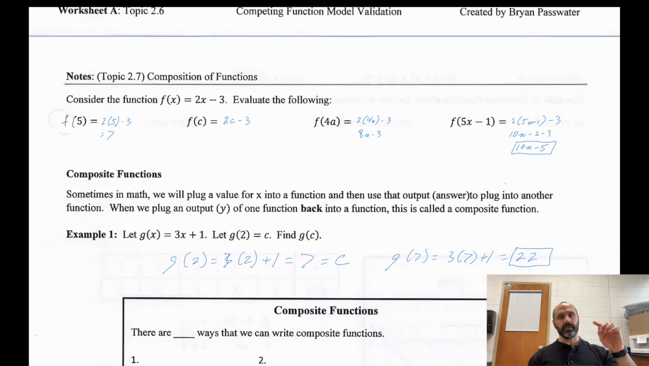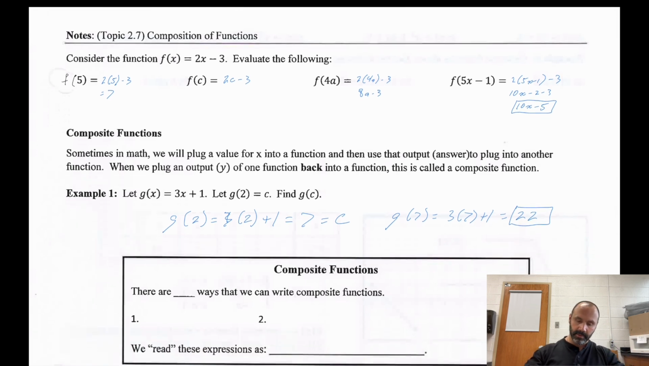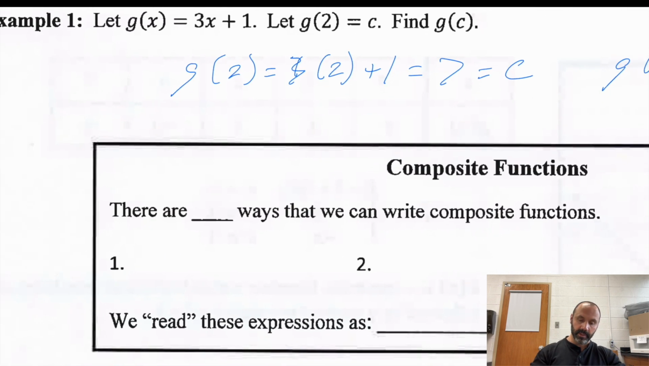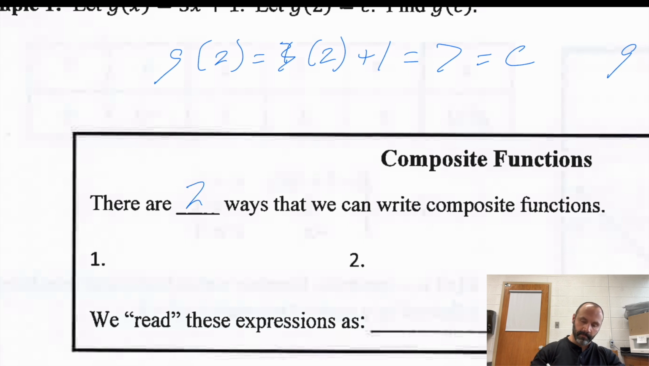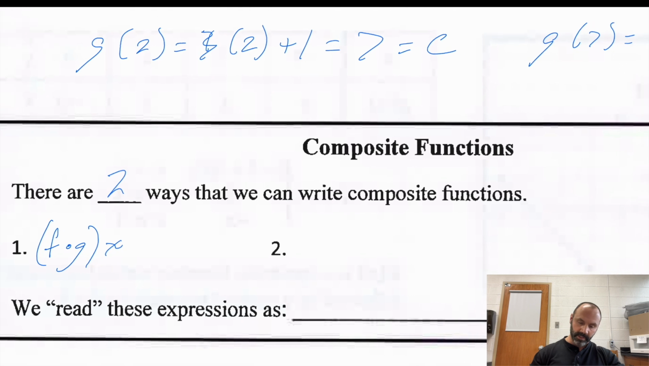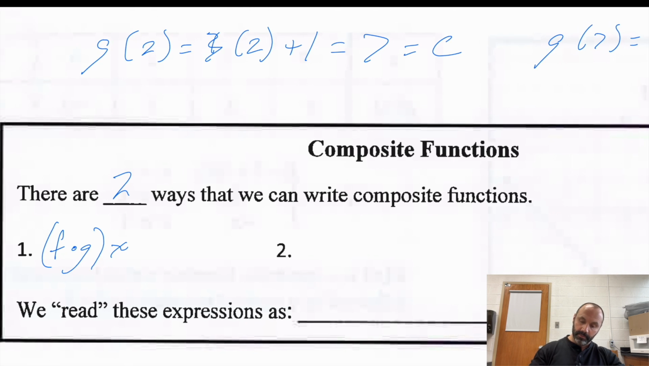So what do we do? First we found g of 2, and then we put that in to figure out what c was. And then when we have c, 7, we can use it as our input again into the function. There are two ways to write composite functions. One of them is like this, f circle g of x, so that's f of g of x.